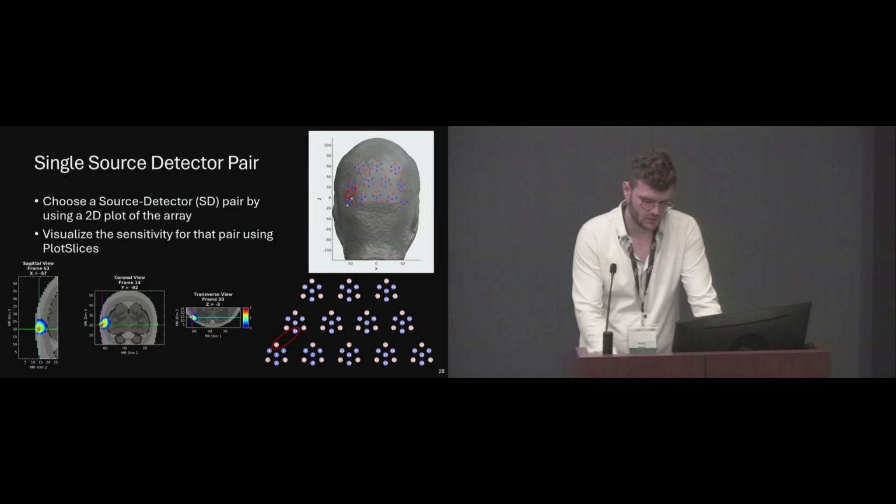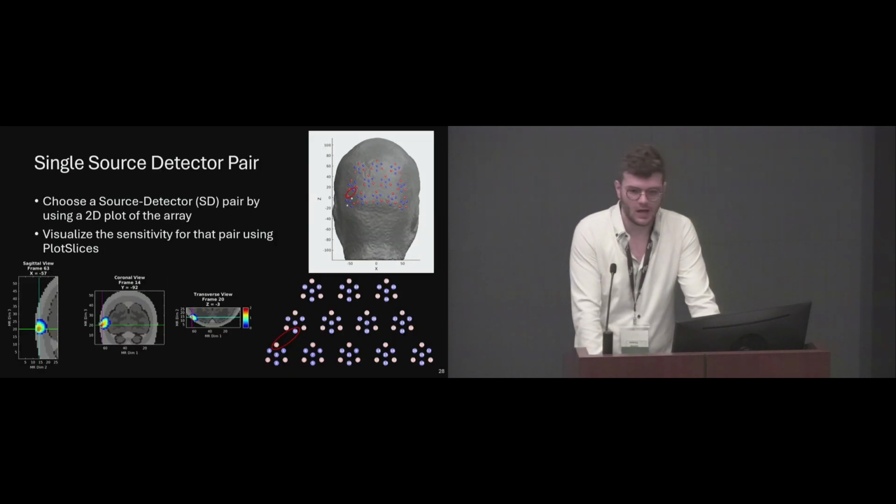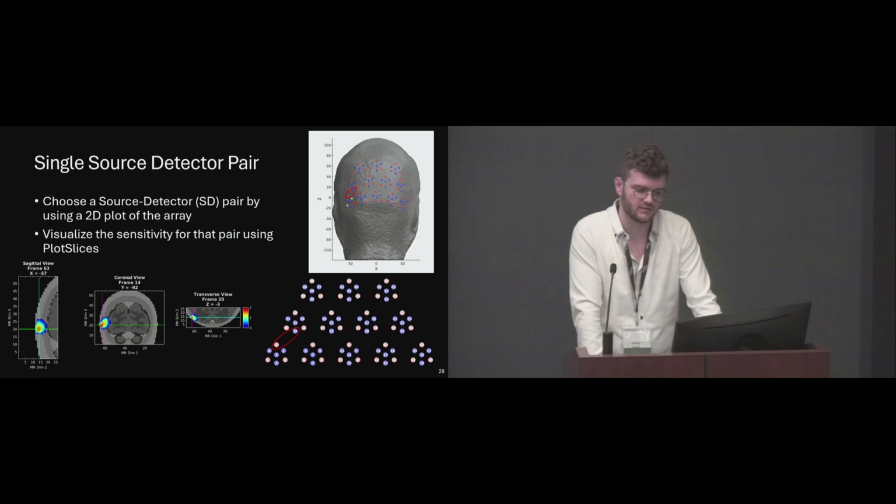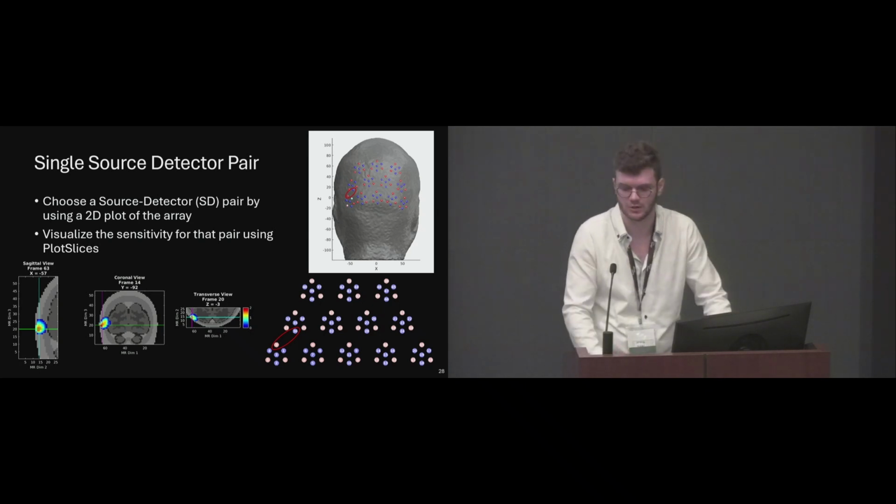regions. So for a single source-detector pair, the useful thing to do is to first visualize your 2D placement of all of your array, all of your optodes, and then use that to choose two optodes, a single source and a single detector, and then visualize the sensitivity for that measurement pair on volumetric visualization, such as in plot slices. And if they match up like they do here, then you know, hey, this is all good. I usually like to use two or three different single source-detector pairs just to validate different portions of the cap if it has a larger area of coverage.